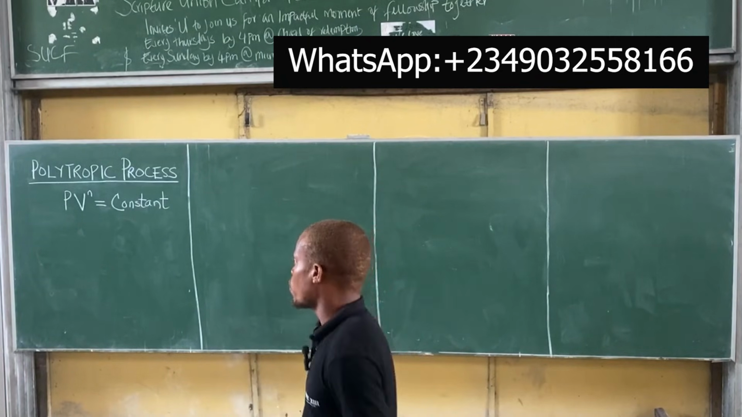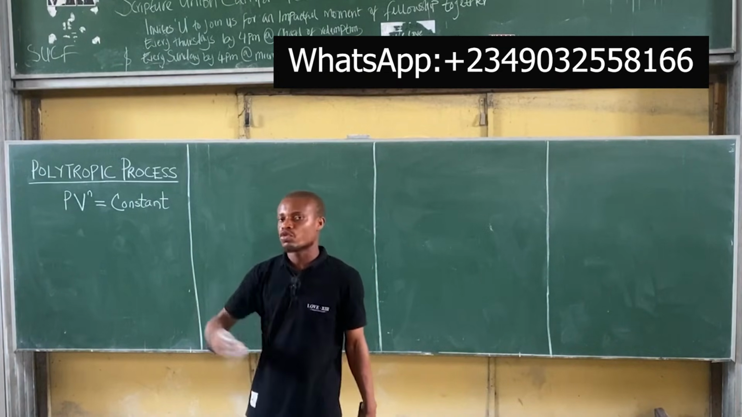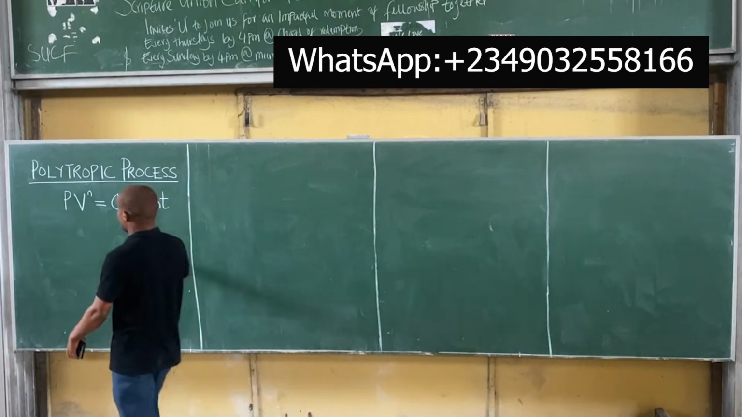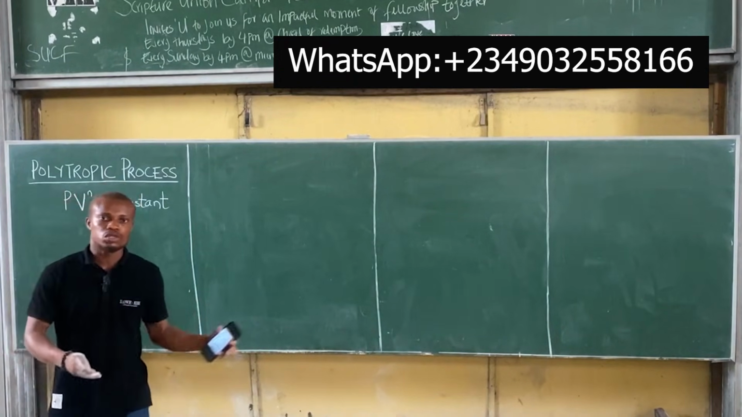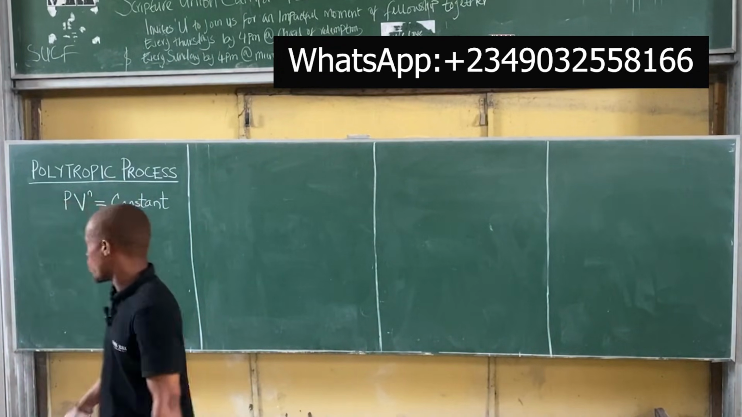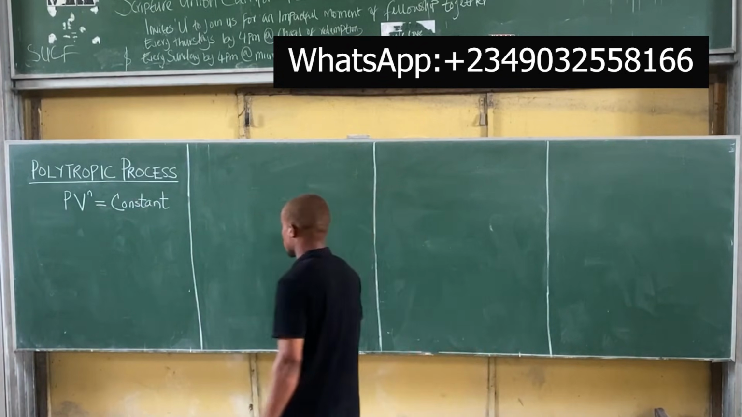Its value ranges from 0, 1, 2 to infinity. The value of n ranges from 0 to infinity. So let's look at the work done for a polytropic process.